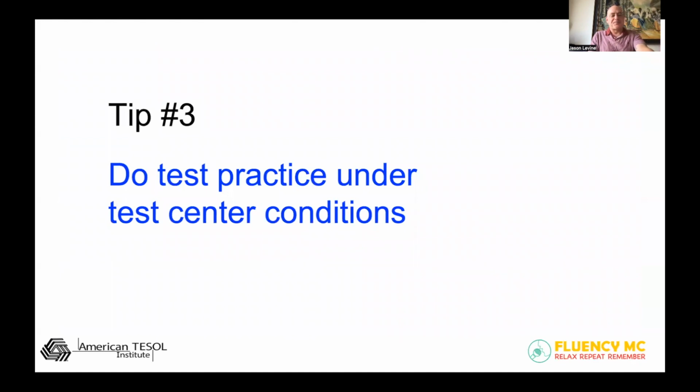Tip number 3, do test practice under test center conditions. I remember when I first started teaching TOEFL, I had a private student, a Japanese student, in New York, and she was doing really well on the listening practice for TOEFL. So I was really impressed, and her listening seemed good to me in our one-to-one lessons, but she was scoring really low on listening when she took the real test. And so I asked her, I should have asked her much sooner, but I was just starting as a test prep guy, so I was really naive.